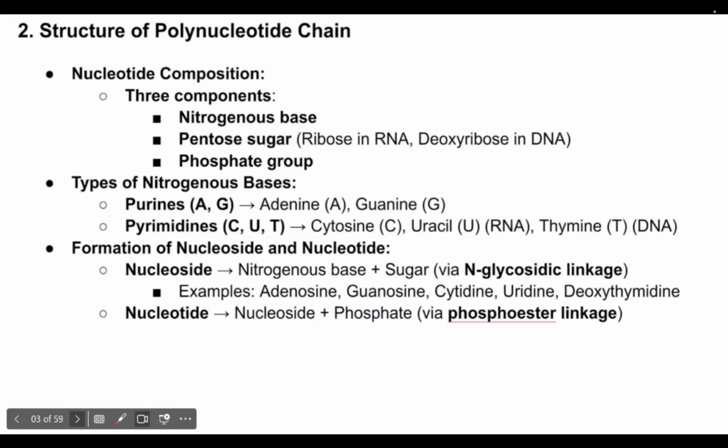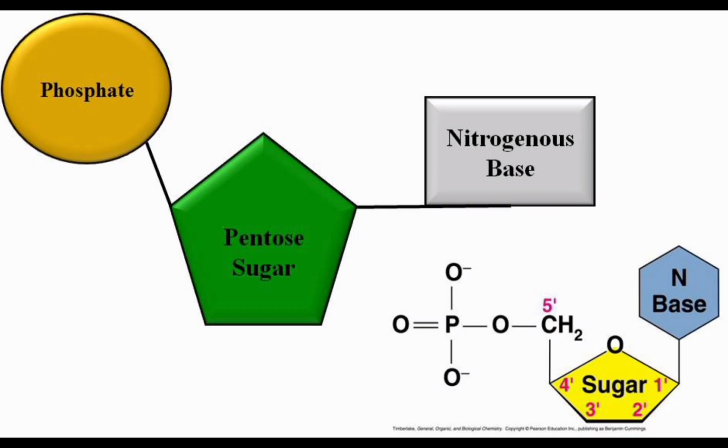If we look at the polynucleotide in detail, poly means many nucleotides are here. So let's see about the nucleotide. It has three components: nitrogenous base, pentose sugar, and phosphate. Mind it, the pentose sugar can be ribose as in case of RNA, or deoxyribose as in case of DNA. The nitrogenous base is connected to the first carbon of the pentose sugar, and this bond is called glycosidic bond. Whereas the fifth carbon of the pentose sugar is connected to the phosphate group, and this bond is called phosphoester linkage.